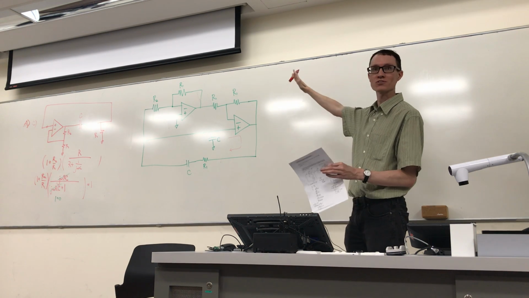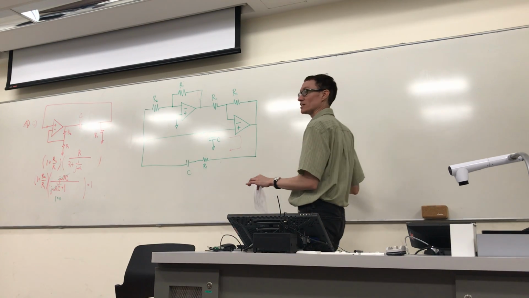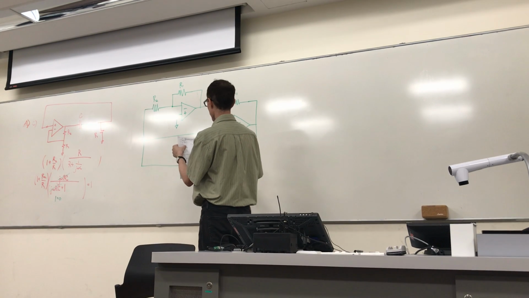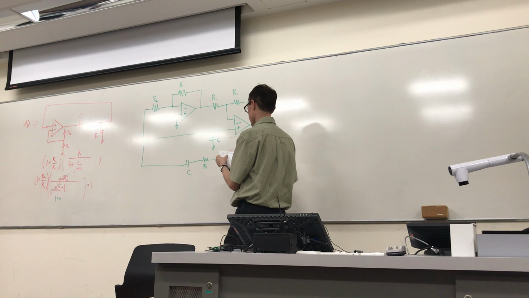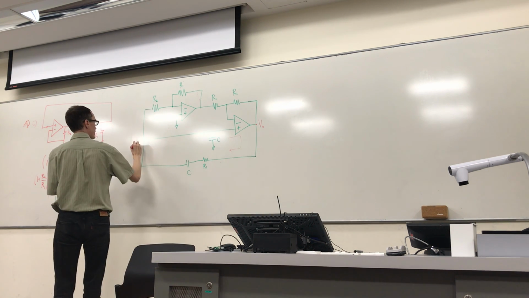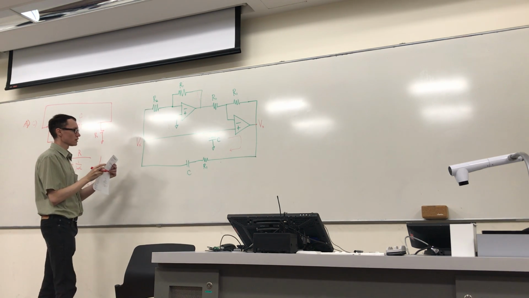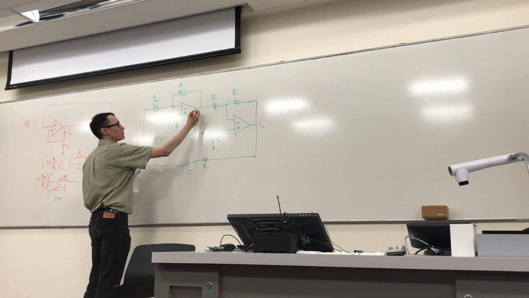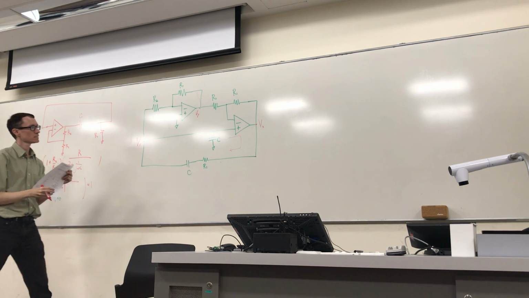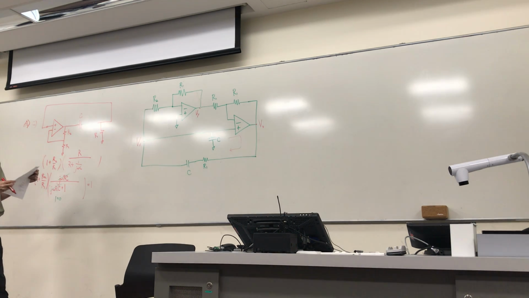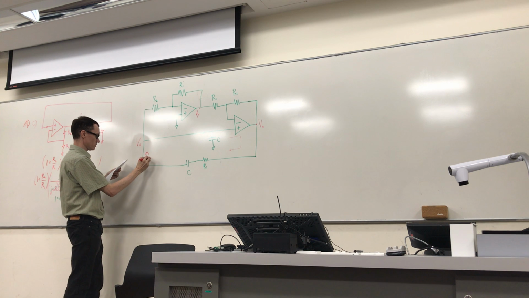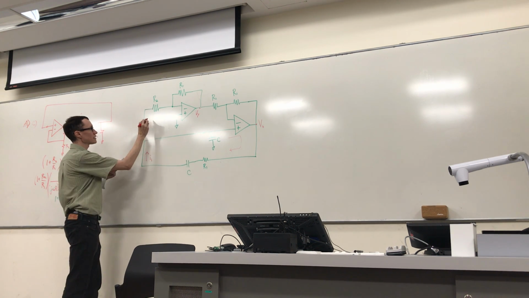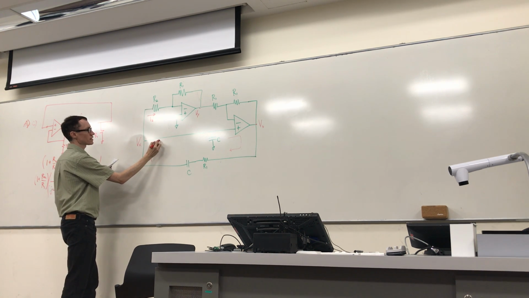I'll just label all the voltages and currents, and we'll see what pops out of the equations. So let's label this Vo. Let's label this Vx. Let's label this over here Vy. Just kind of randomly, yeah? Now let's label these currents. Let's label this I1. Let's label this I2. And let's label this I3.